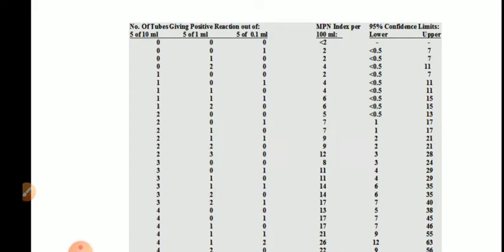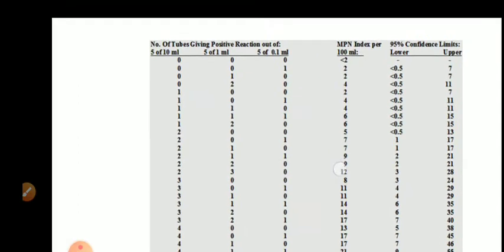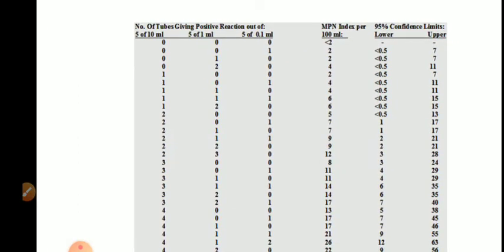acid and gas production. So what is the count? Less than 2. Right, like that. All possibilities are given, like 0, 0, 1. What is the count? It is 2. MPN is 2. If it is 0, 1, 0. See, the first row is for the first set of 5 tubes. The second row is for the second set of 5 tubes and the third row is for the third set of 5 tubes.